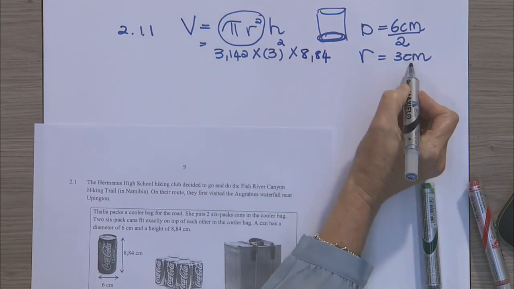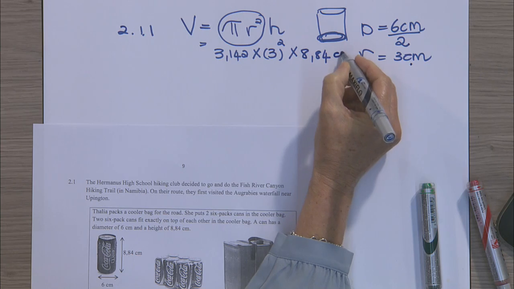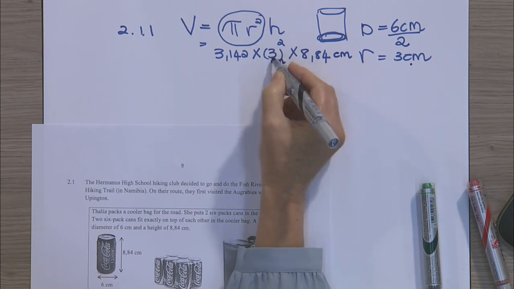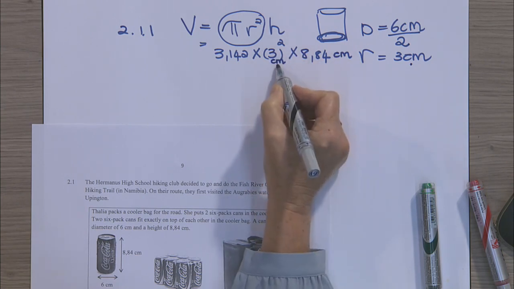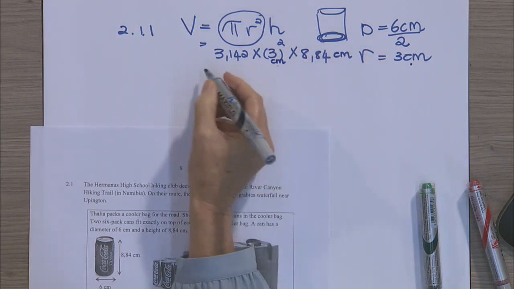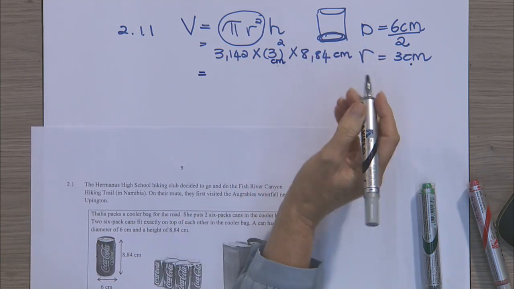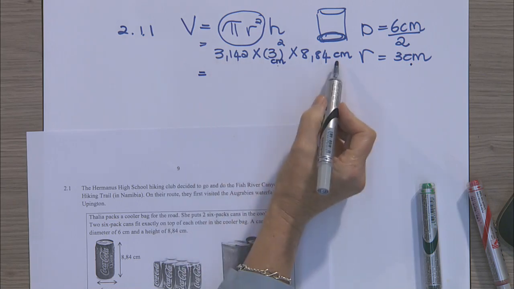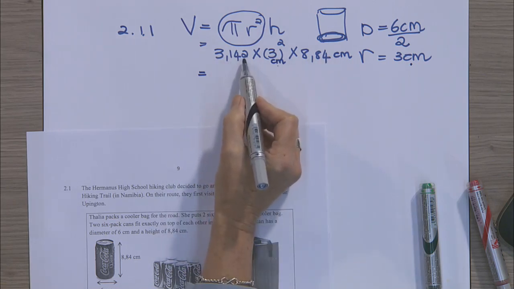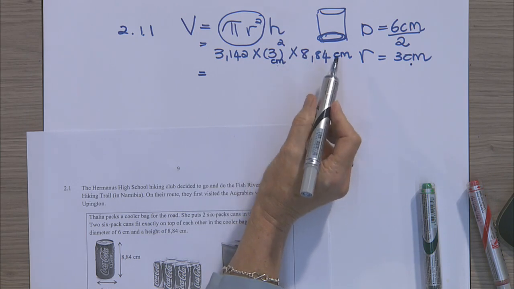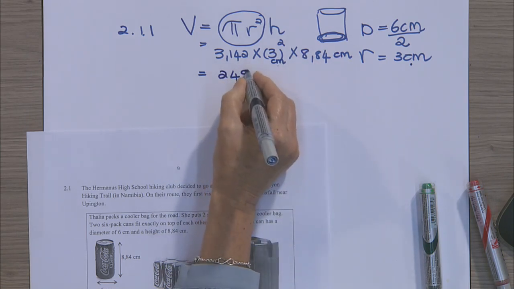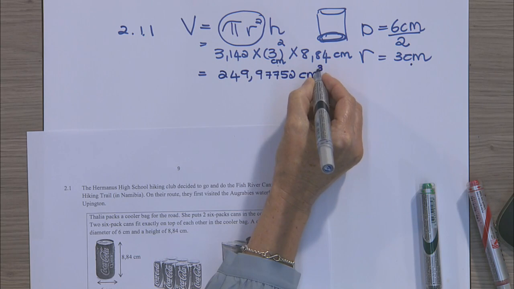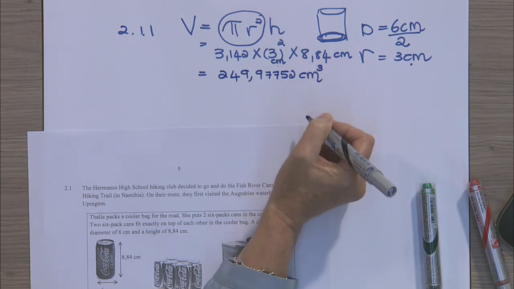The 3 is in centimeters, the height is in centimeters. Both of the measurements in this formula are in centimeters. You can go ahead and do the calculation. No conversion needed. So if you are going to do the multiplication with your calculator, 3.142 times 3 squared times 8.84, the answer is 249.97752 centimeters cubed. Why are we using centimeters cubed?